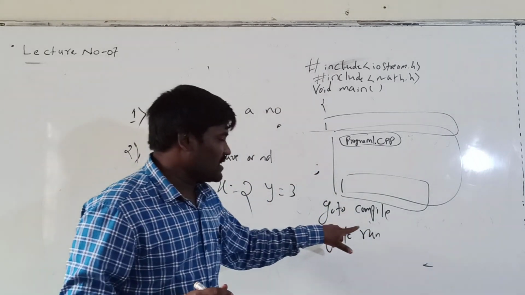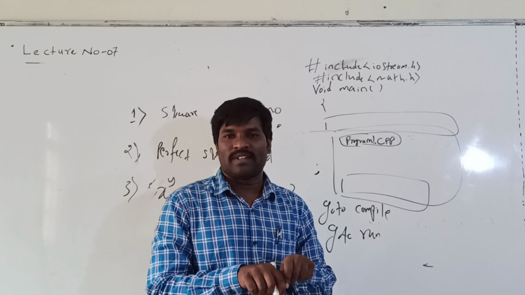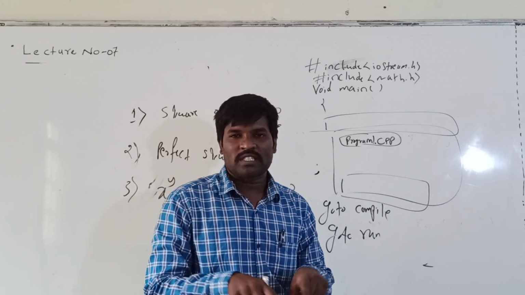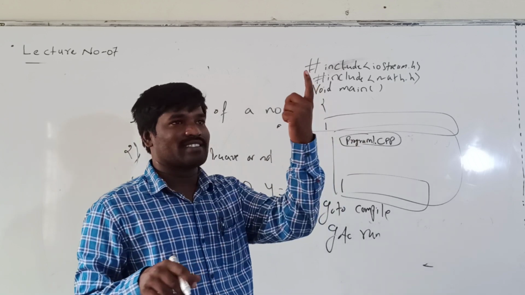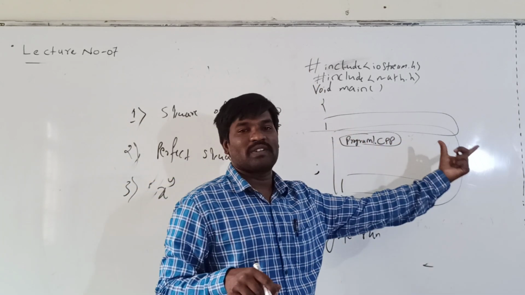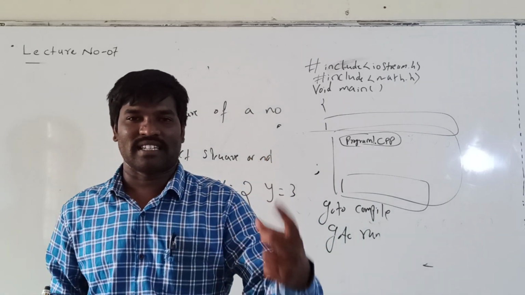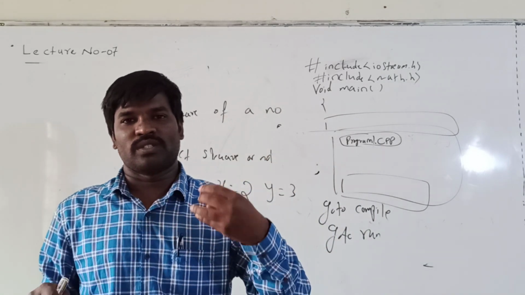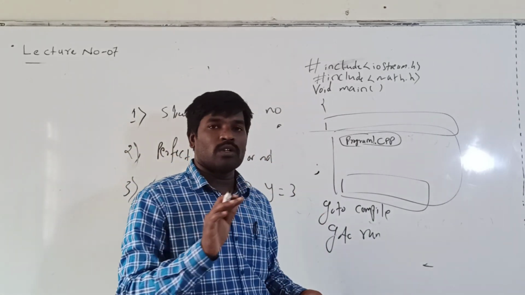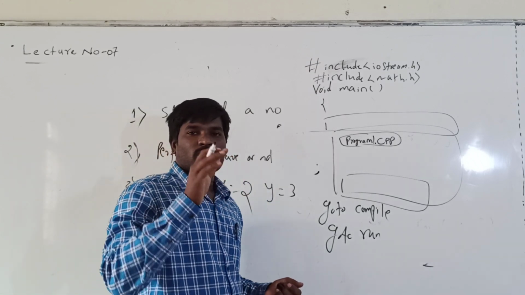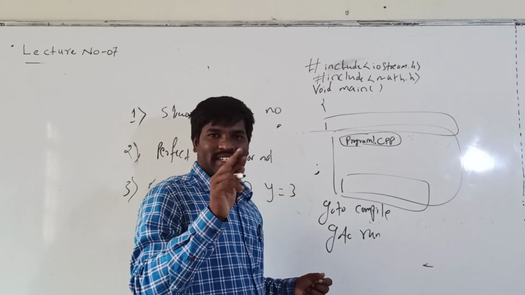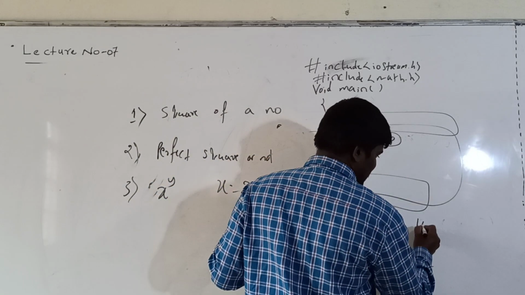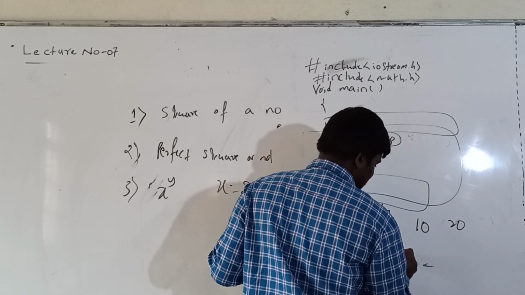If you click on Run, it should open another window. It will be a blank window, and in that you will see some text: enter the values of a and b, or enter the values of x and y. After that you can give the input, and don't use a comma. For example, if you want to enter two values, I can enter 10 space 20 or 10 enter 20.